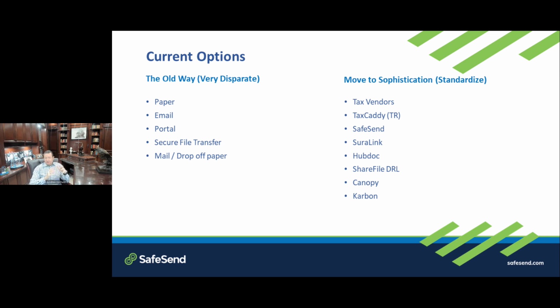And a very, very wonderful, sophisticated solution, especially on the data gathering side. And then SafeSend, and we'll talk about this in a minute, we were kind of being pulled in that direction through our secure file transfer exchange solution and through our engagement letter module and our e-signing module. And then there's companies like SureLink, who has done a great job on the audit side and has started to move into the tax side as well. And then there's companies like HubDoc, ShareFile with a DRL, document request list feature. And then there's companies whose core is not around gathering, but they have gathering capabilities. Canopy and Carbon are out there.